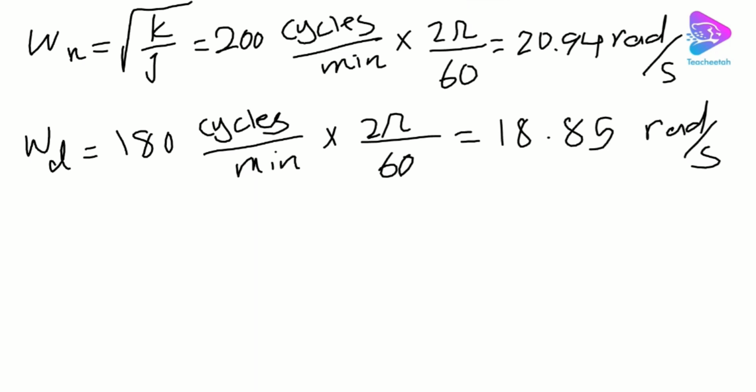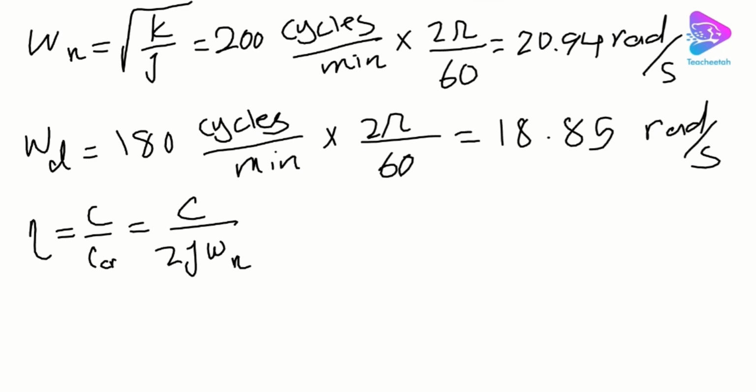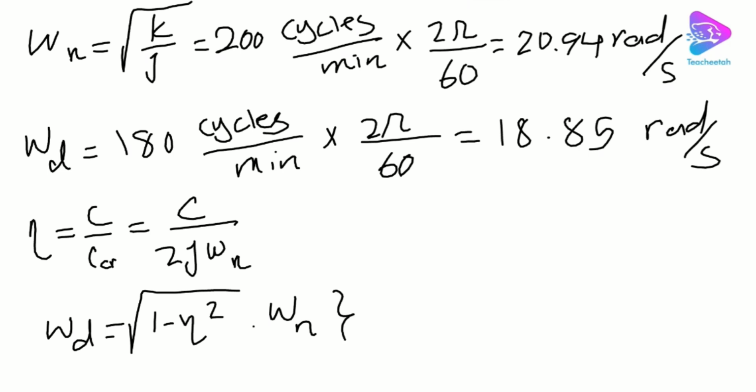We know that zeta is equal to C over C critical, and C critical is 2J omega N. We have a torsional system, so we use J instead. So let's see what we have here. We have omega D equal to square root of 1 minus zeta squared times omega N. Then by substituting this, we can simply find zeta. As you see from here, we can find zeta because we have omega D and omega N. It is just a simplification, which gives us the value for zeta.